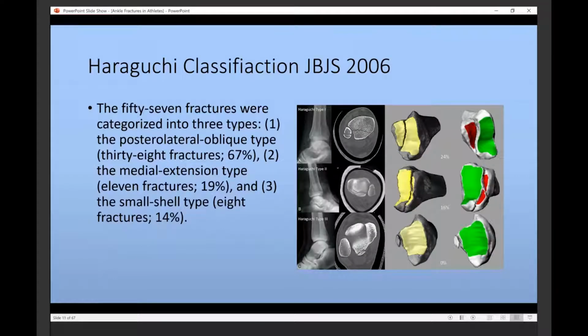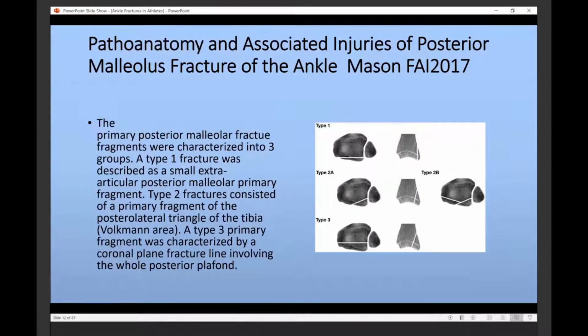So there's been a whole classification system. Haraguchi did it in 2006, and he categorized these posterior fractures into 3 types. Problem is, it really didn't have a prognostic value. Mason did this in 2017 in Foot and Ankle, and this is really good work they've done. And they followed up recently with a study, and I'll get to it in a second, about the posterior tib-fib ligaments. But the primary fracture lines were characterized into 3 groups. Type 1 was described as a small extra-articular posterior malleolar primary fragment. Type 2 had 2A and 2B, sort of in the Volkmann area, and type 3 was a coronal plane fracture involving the whole posterior plafond.